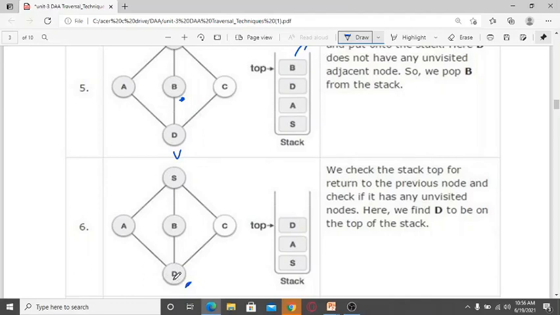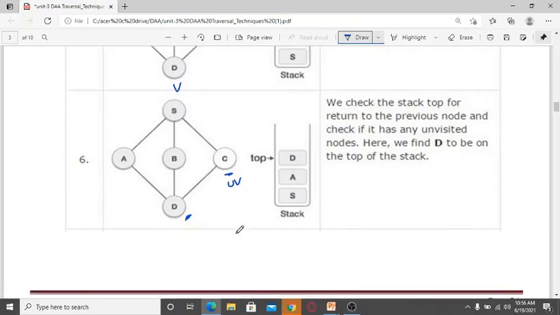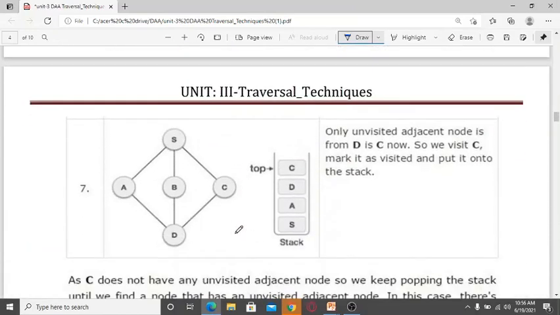Now from D, how many adjacent vertices are there? 3: A, B and C. But from these, which one is unvisited? C is unvisited. So select C and push it in the stack. Now the only unvisited adjacent node of D is C. So from D to C, it is unvisited, so we visit it and push it in the stack.